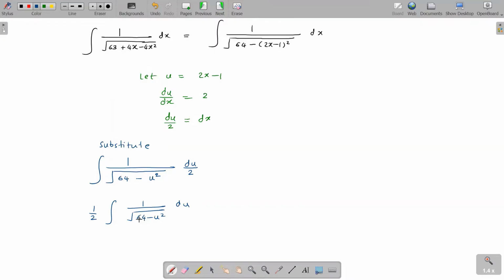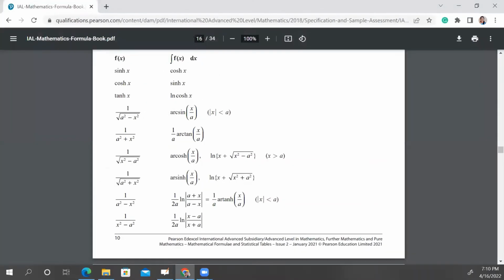So we have something like a square minus x square inside a root. Do you see? Which format does it work with? A square minus x square, the whole thing root. So it works with what? Arc sine. Arc sine x over a. Can you see? Arc sine x over a.